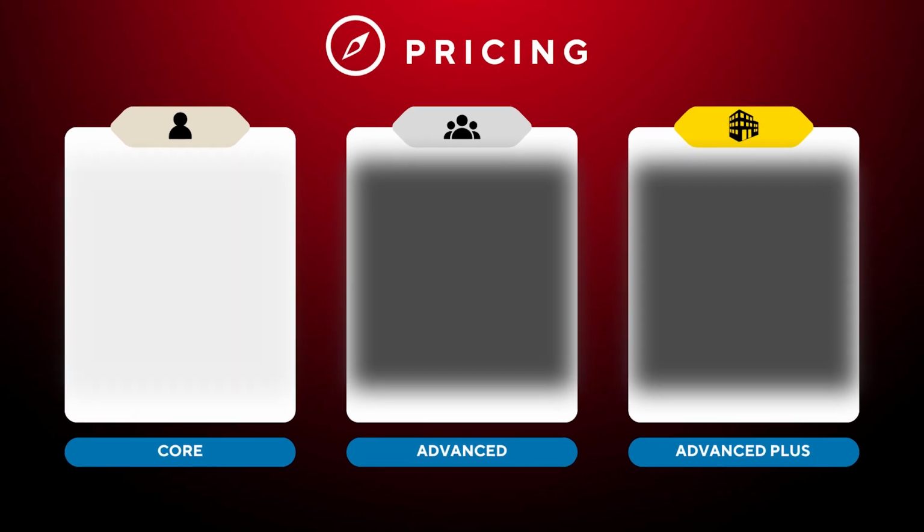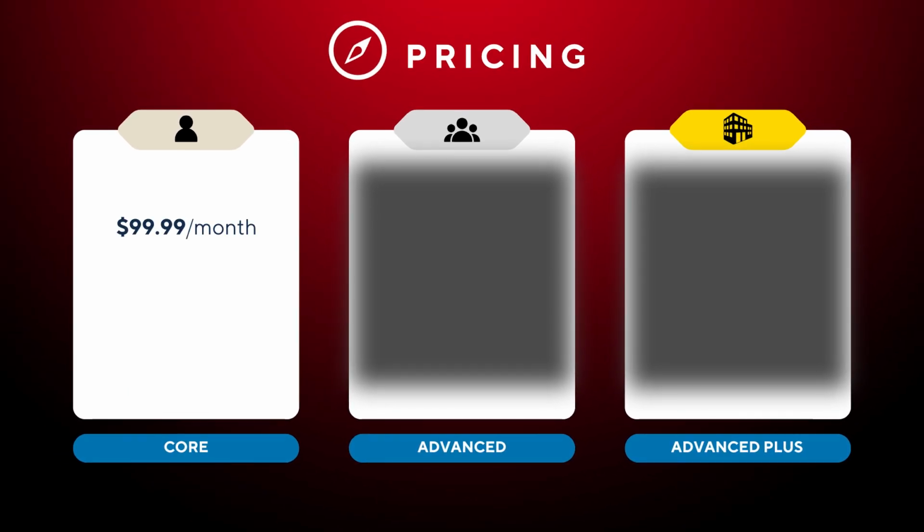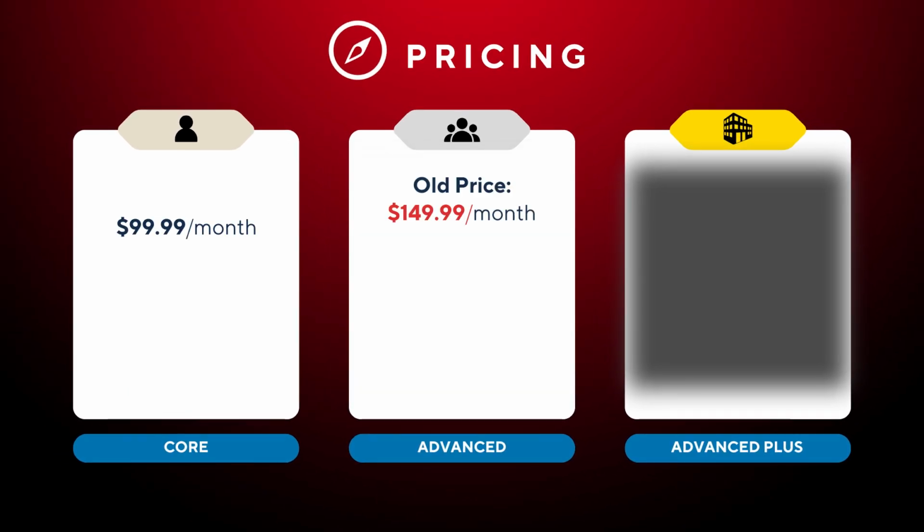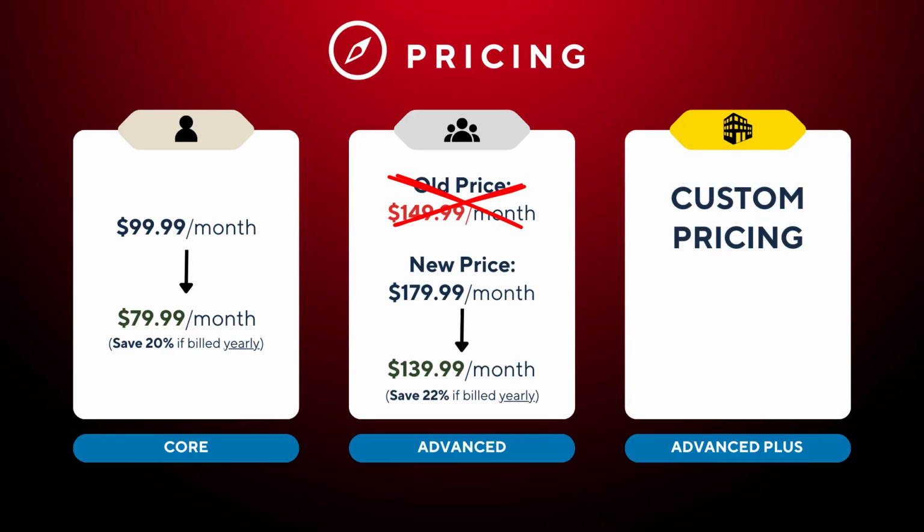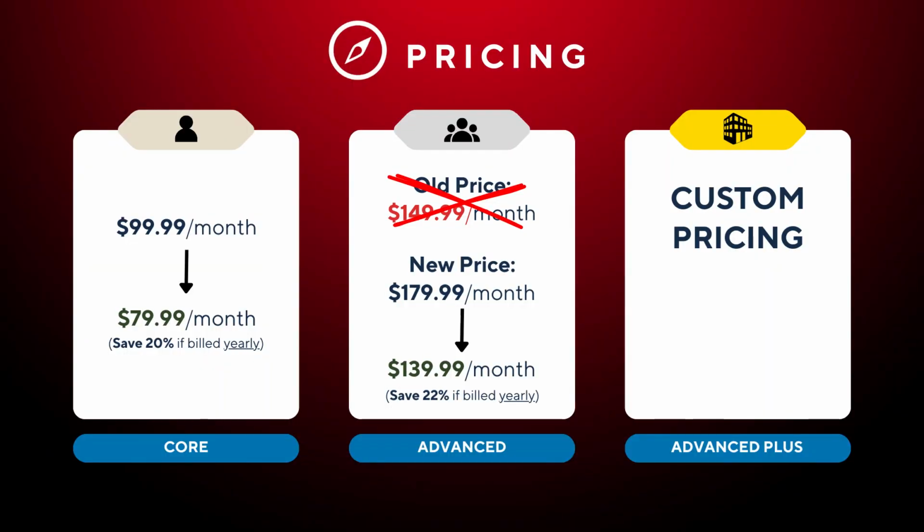For the core subscription, you're looking at around $99 a month. The advanced plan used to be $149.99 a month, but now they've increased it to $179.99 per month. The advanced plus plan is typically custom pricing, but after researching and confirming with multiple sources, we believe it starts at around $1,600 a month. Yeah, that's a lot of money.